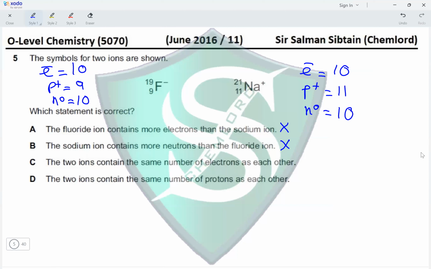The two ions contain the same number of electrons as each other. Both have 10, so this statement is correct. And the last one, the two ions contain the same number of protons as each other. Fluoride has 9, sodium has 11. So this is also wrong. Therefore, the correct option for this question is option C.